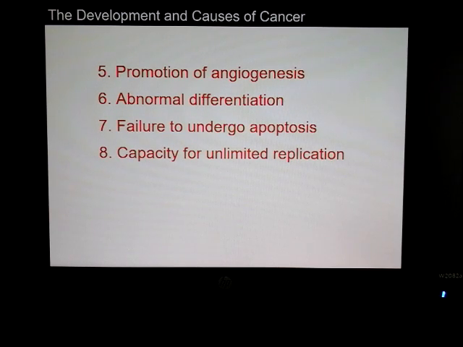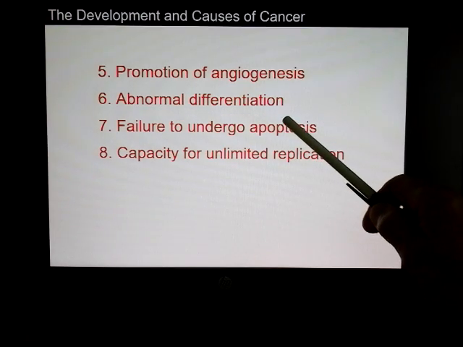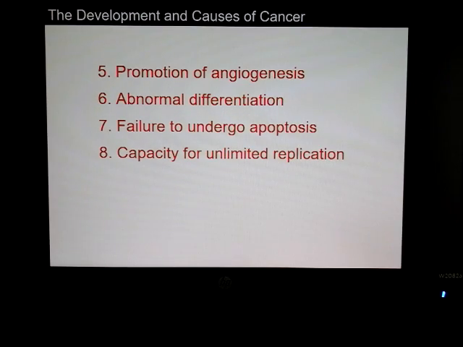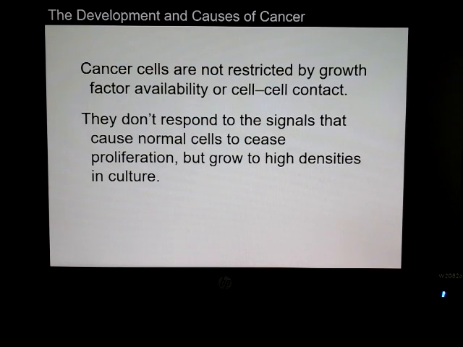Promotion of angiogenesis, and I'll talk about that in a sec. Abnormal differentiation. If cells can't die, guys, well, they survive. They continue to live, and they are capable then of replicating forever. Basically, they become immortal. Now, cancer cells are not restricted by cell-to-cell contact or growth factor availability.